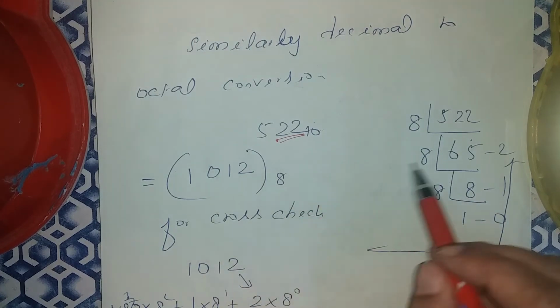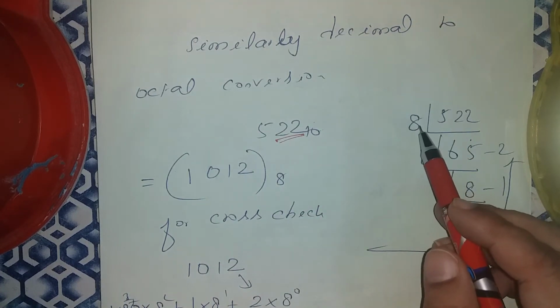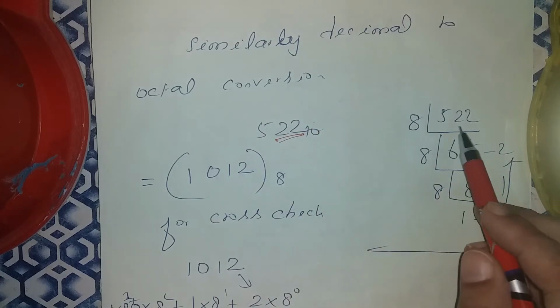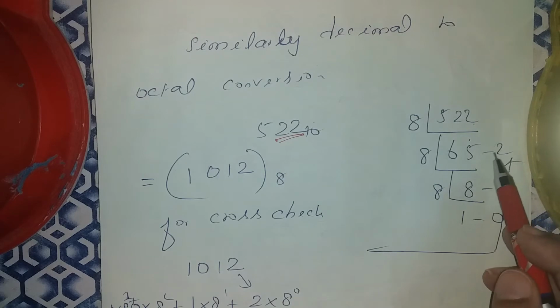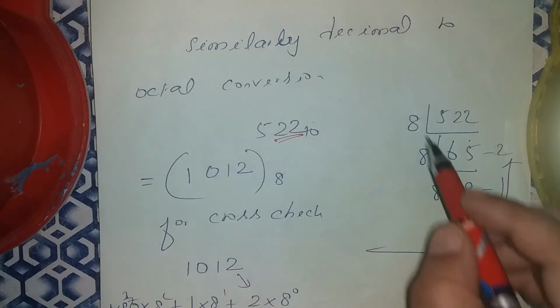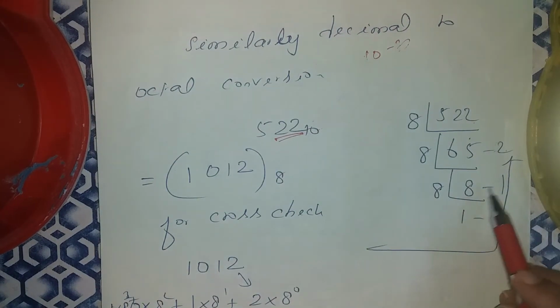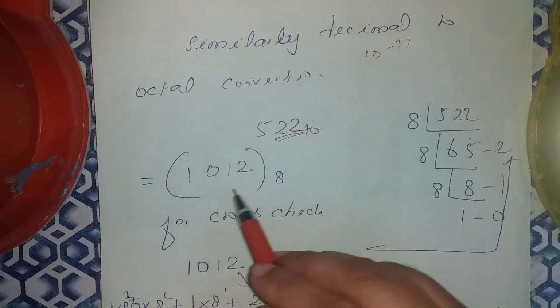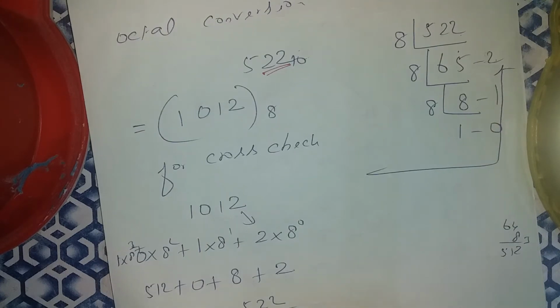That is 522. For binary we divide by 2. Here it is octal, no? So divide by 8. The decimal number 522 divided by 8: I got remainder 2, quotient 65. Then I got remainder 1. The remainder can be from 0 to 7. 8 times 1 is 8, remainder 1, quotient 1, then 0. So 1, 0, 1, 2, and 8 for cross check. So I can write 522.